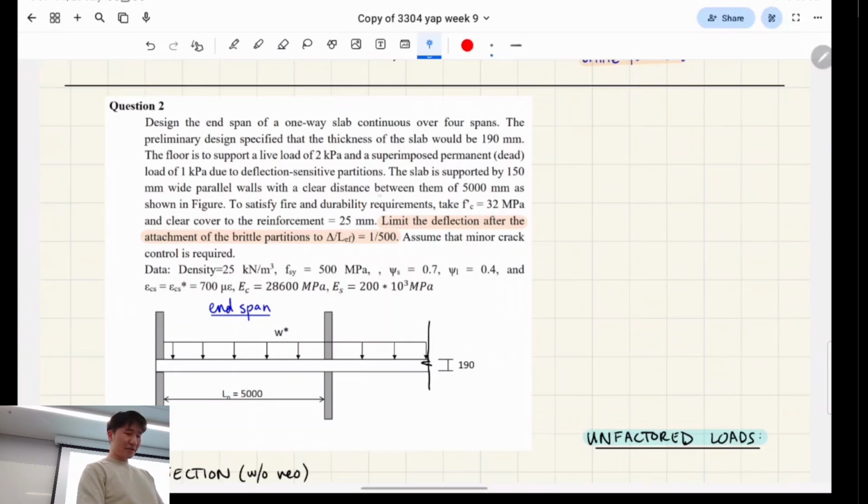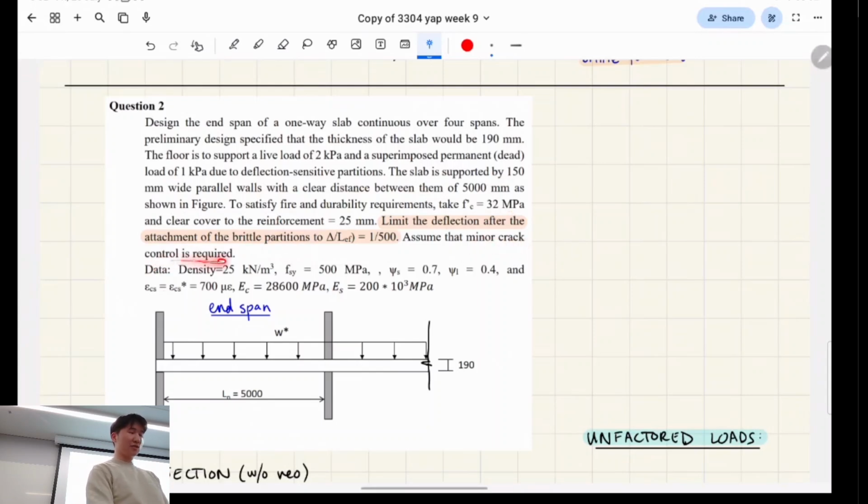To satisfy durability requirements in fire, we take the concrete strength to be that, and clear cover to reinforcement to be 25 mil. Limit the deflection after the attachment of brittle partitions. So this is a deflection limit that they've specified, but there's just an extra step involved when it says brittle partitions. It probably won't come up in your finals. This is the only question I've seen with this little tidbit of information, right?